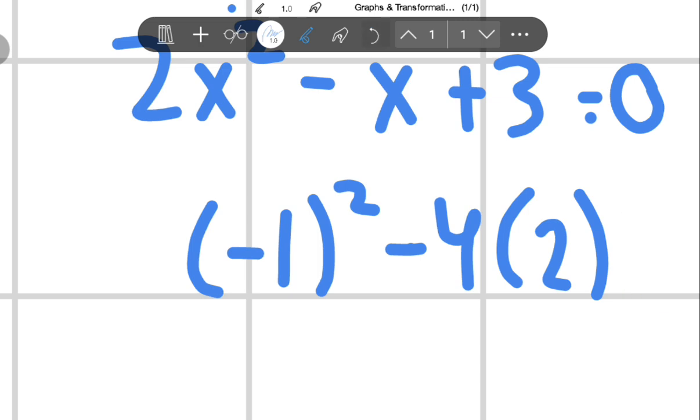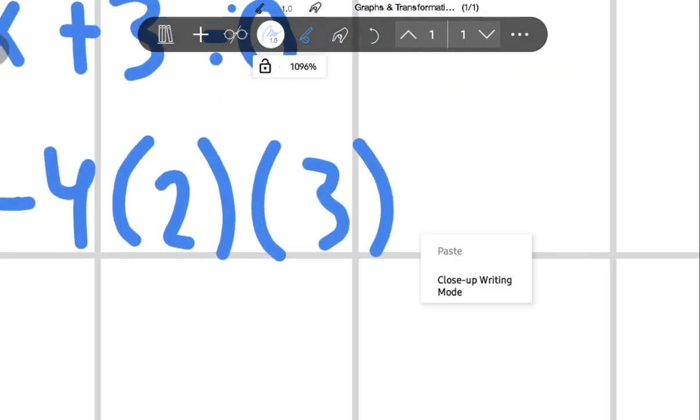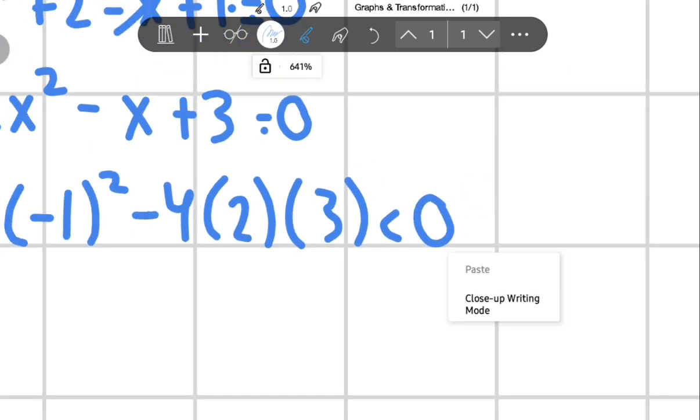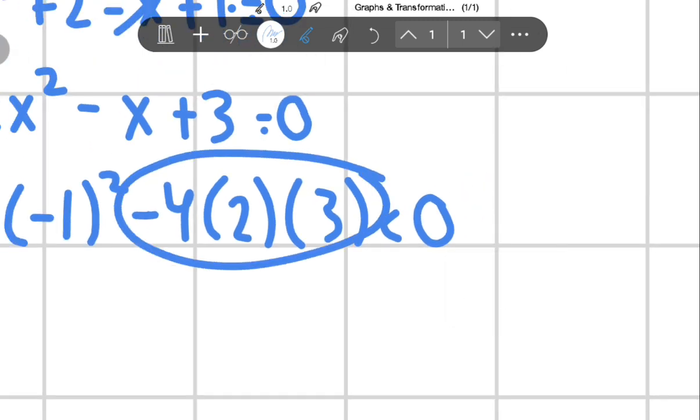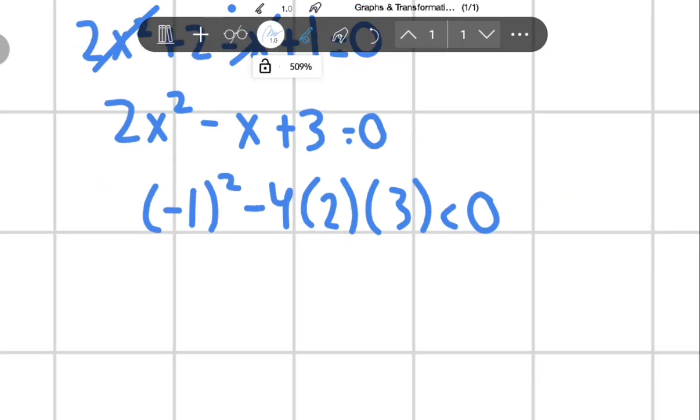So either way, I don't even need to calculate the actual value of this. I know that this will be less than 0, because obviously this will be a negative number, which is way bigger than positive 1, because the negative will be cancelled out by the squaring of it. So I know this is less than 0, so there will be no real solutions to this.